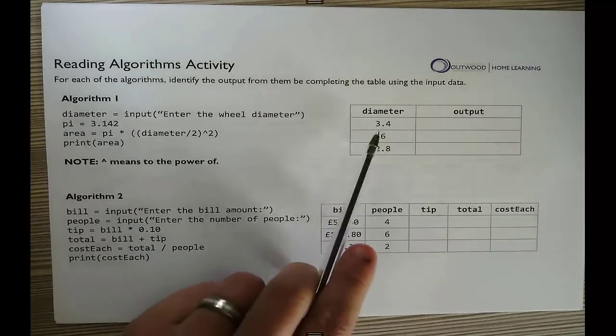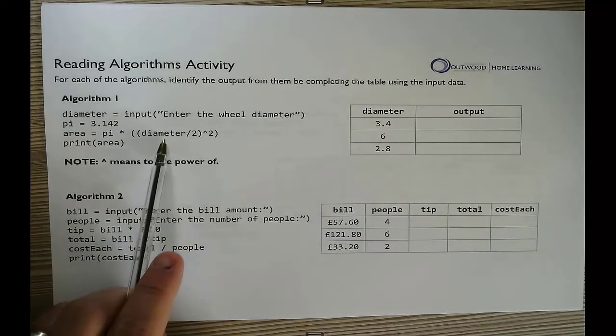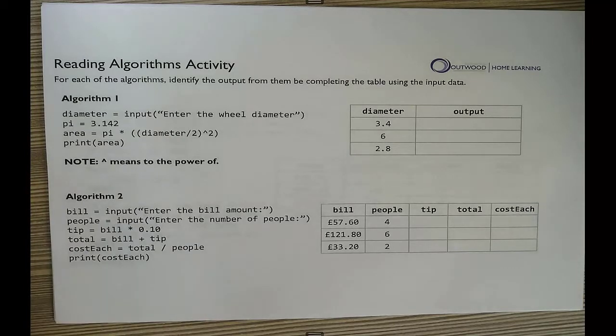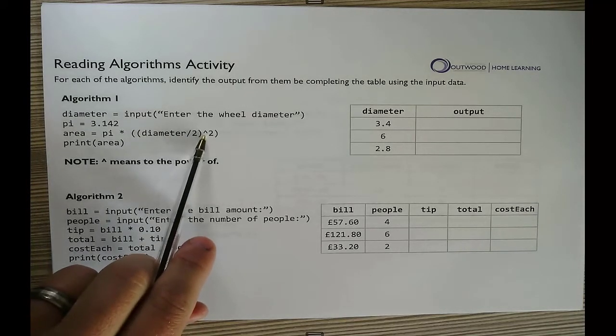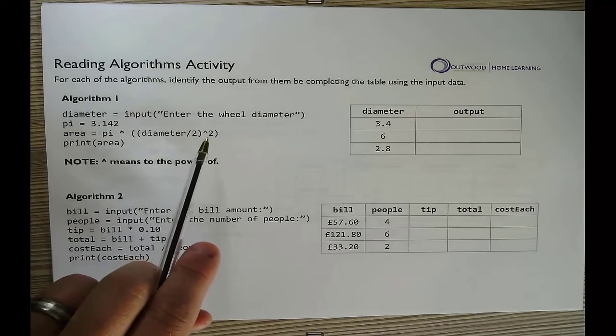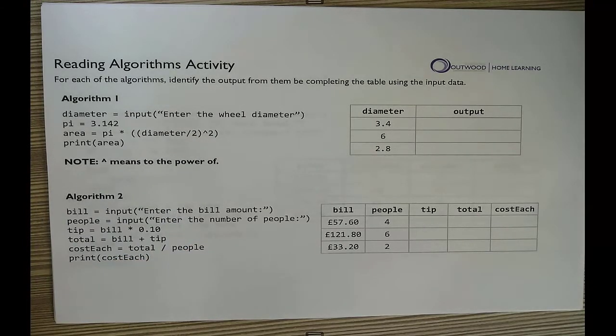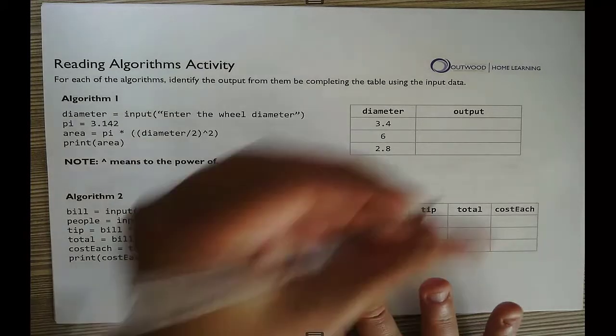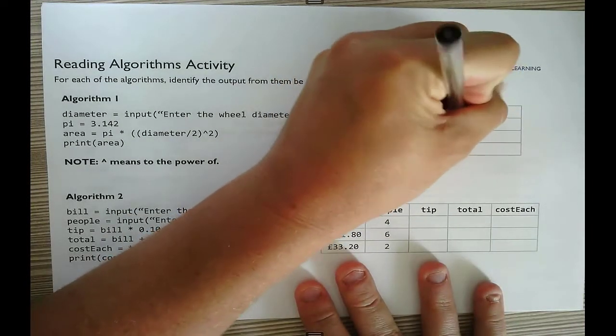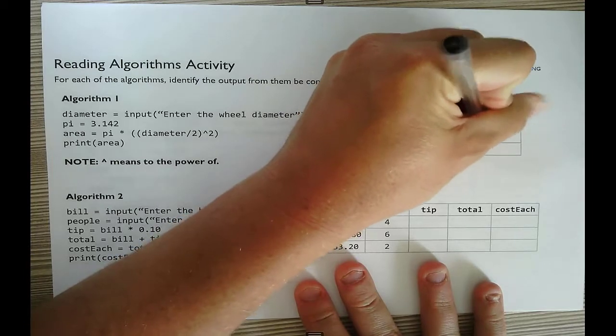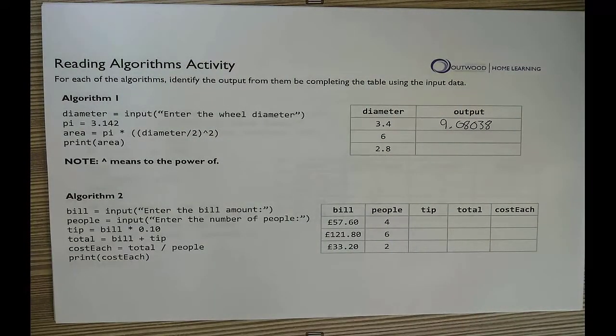Okay, so we've got 3.4, so we need to divide our diameter by 2 first of all, because brackets first, which is 1.7, and then this is the exponentiation sign, that means to the power of, so we need to times it by itself. So 1.7 times 1.7, which is 2.89. Then we need to times it by pi, times by 3.142, which gives us the answer 9.08038.